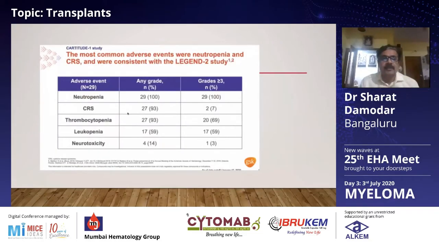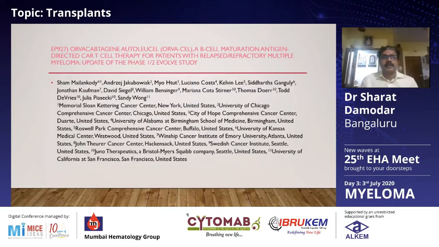Now, if you look at the adverse events, this was consistent with the LEGEND study, which was the original study, which was the Chinese data, which was published with this CAR, which was then used here in the US centers and published as the CAR-T study. Neutropenia, CRS, obviously in the 90 to 100%. Most of them get thrombocytopenia, leukopenia. Neurotoxicity, 14%. Anything more than grade 3, you can see the numbers are smaller, especially neurotoxicity and CRS, small numbers, so not too bad when you look at it from a side effect perspective.